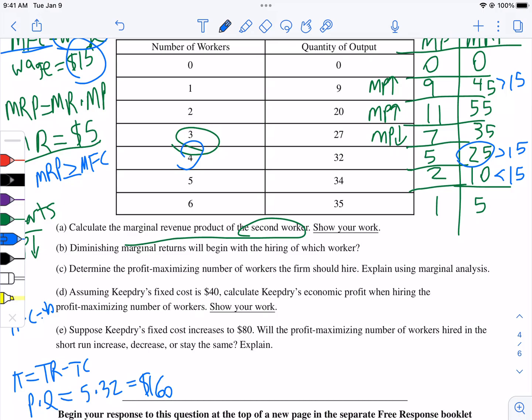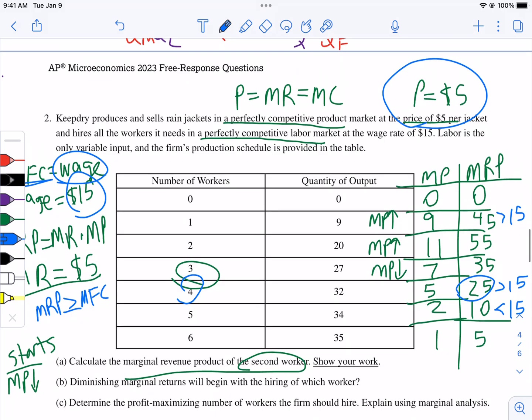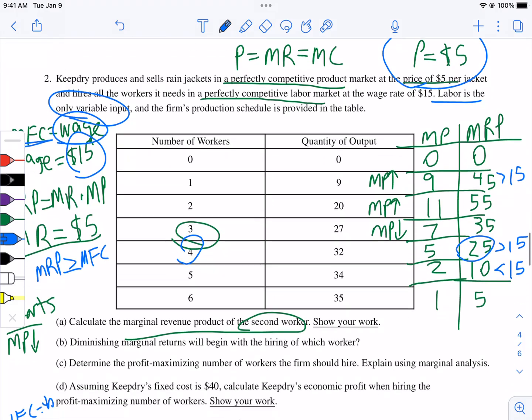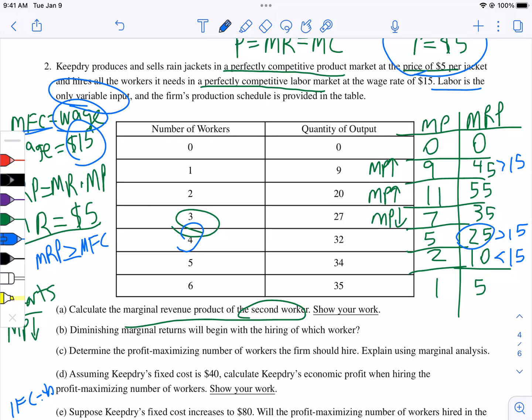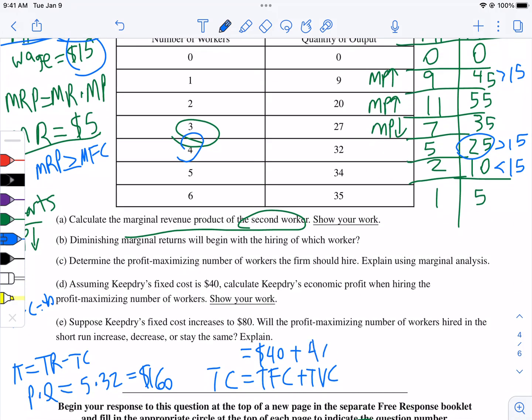And then, what about your total cost? Well, remember, your total cost is your total fixed cost plus your total variable cost. And as you know, your total fixed cost is 40. But what's your total variable cost? Well, the only variable input you have is labor. So how many labor do you hire? You're hiring 4 labor, and how much do you pay them? You pay them the wage. So that would be 4 labor times $15. So that would be a total cost of 40 plus 60. So that would be 100. So your total cost is 100 and your total revenue is 160. So therefore your profit would be 160 minus 100.